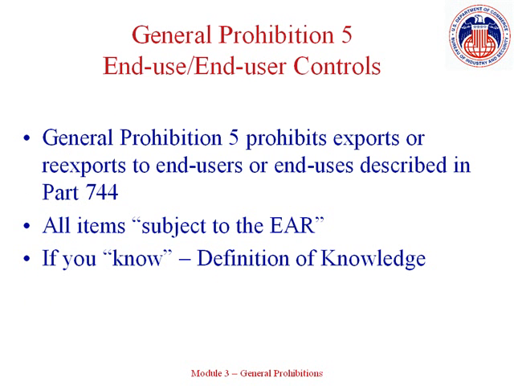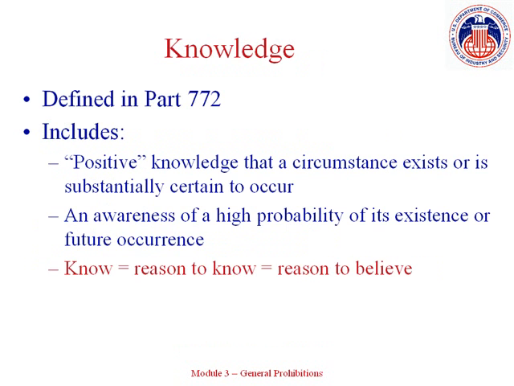Under General Prohibition 5, you may not knowingly export or re-export without a license any item subject to the EAR to an end user or end use that is prohibited by Part 744 of the EAR. These end user and end use restrictions are based on U.S. foreign policy and non-proliferation concerns. Under General Prohibition 5, a transaction that does not normally require a license may require a license based on the exporter's knowledge of the end use or end user.